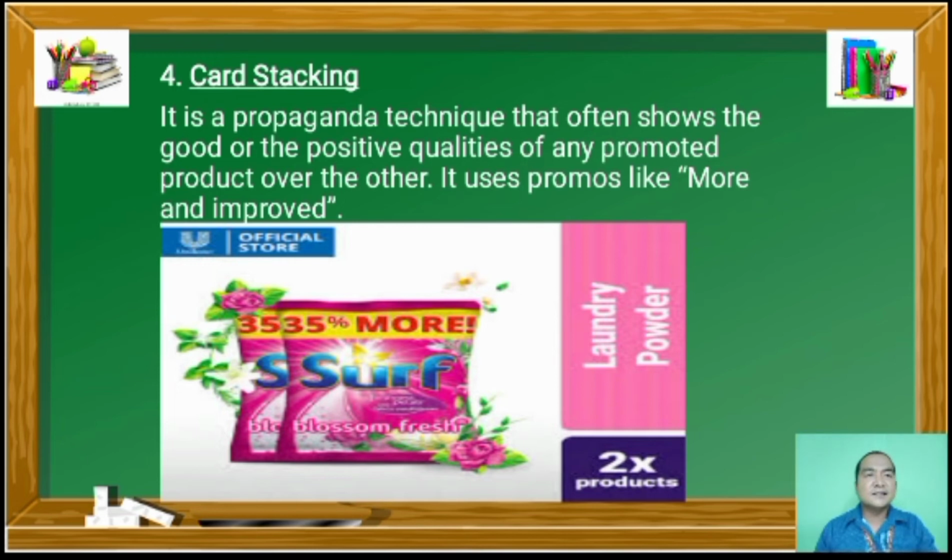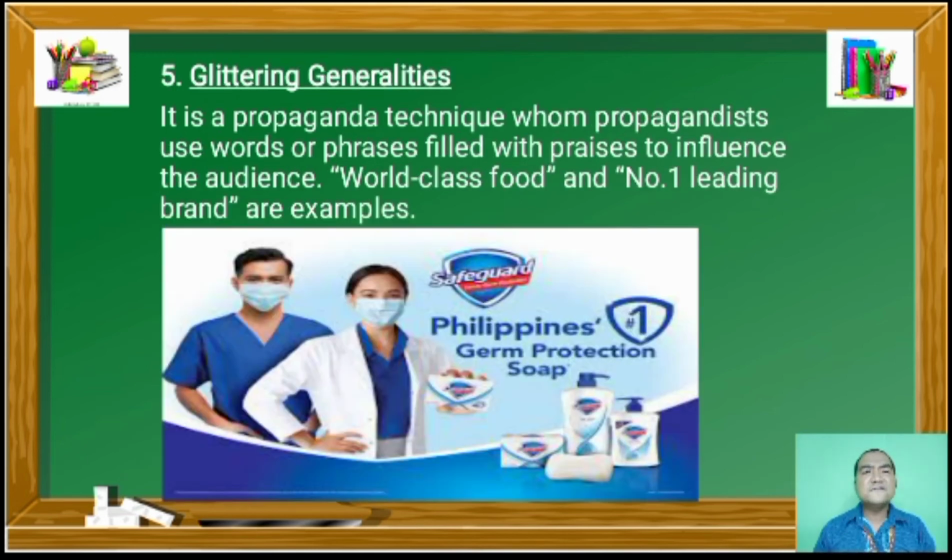Okay? Let's proceed. Number 5, we have glittering generalities. It is a propaganda technique whom propagandists or advertisers use words or phrases filled with praises to influence the audience. World-class food and number one leading brand are examples. Okay? The intent of this ad is to make consumers believe that using this Philippines number one best soap is like using the best soap in the country.